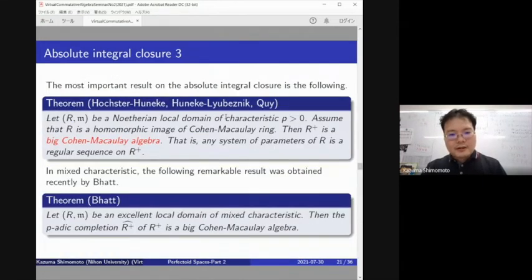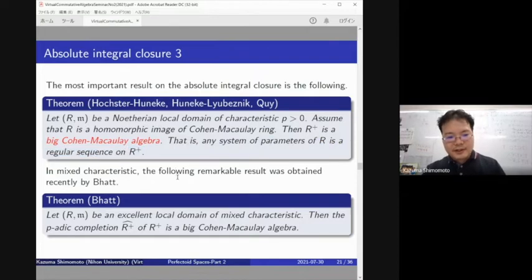Okay, so other than Z plus, what do we know about R plus in general? For example, this is a theorem by Hochster, Hünecke, Rivesnik, and Kui. Let R be a Noetherian local domain of characteristic p. Assume that R is a homomorphic image of a Cohen-Macaulay ring. Then R plus is a big Cohen-Macaulay algebra. Namely, any system of parameters of R is a regular sequence on R plus.